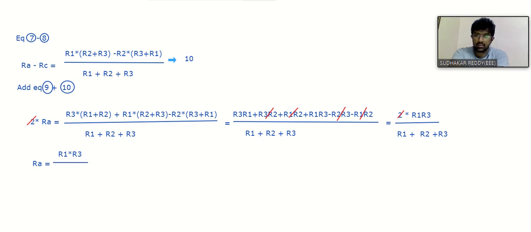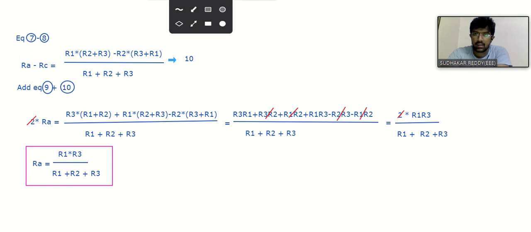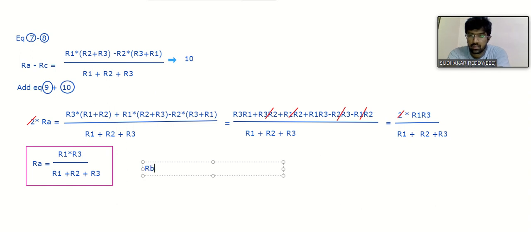So this is how we need to find out the delta equivalent star values. RA is the star value, but it is expressed in terms of delta values. That is the meaning of delta to star conversion. We need to express the star values in terms of delta. All of you understood how we find the value of star in terms of delta? Once you analyze this star resistor RA, I can directly write the RB and RC values also.